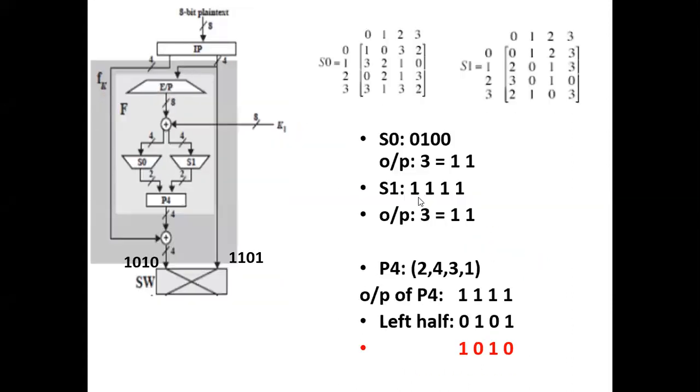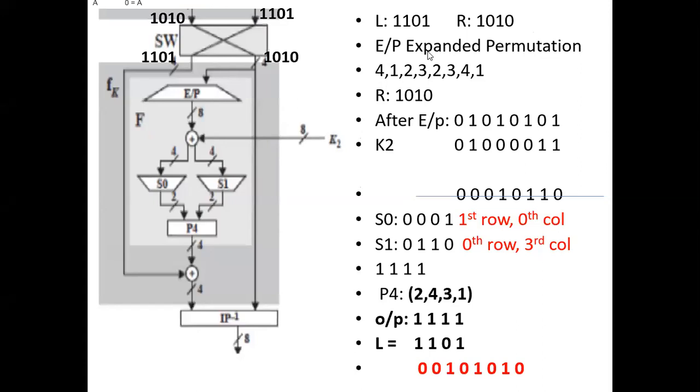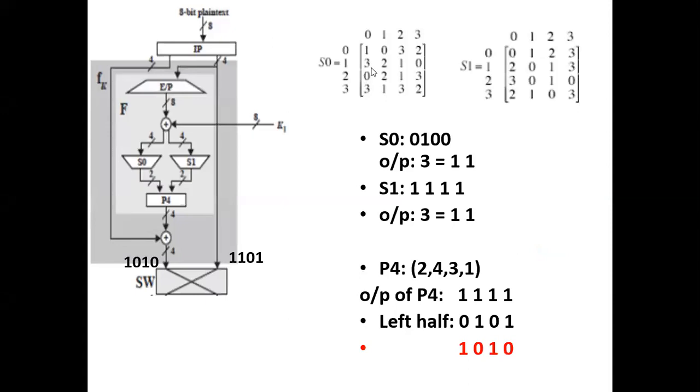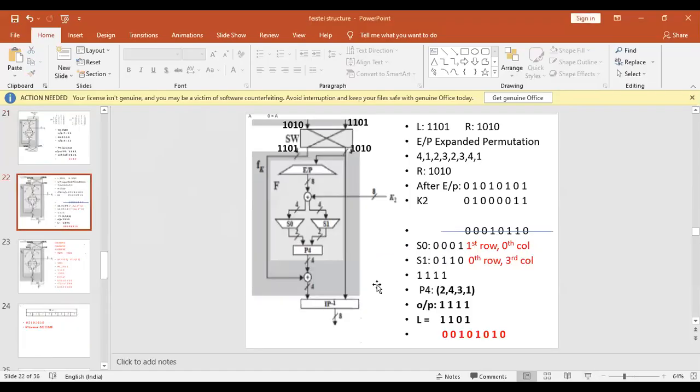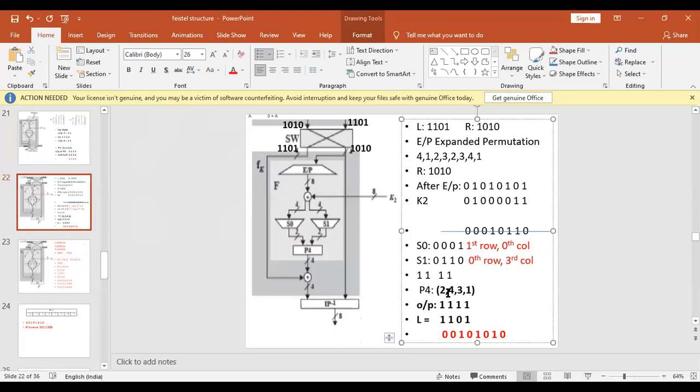And then 0th row, 3rd column for S1. S1, 0th row, 3rd column, the value is 3. So for both the cases, it is 3, 3. So 3 means what? 1, 1, 1, 1. You can see here, this one, 1, 1, 1, 1. S0 is 1, 1 and S1 is 1, 1.